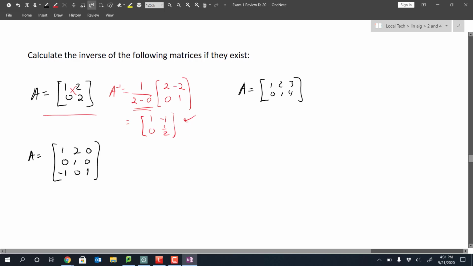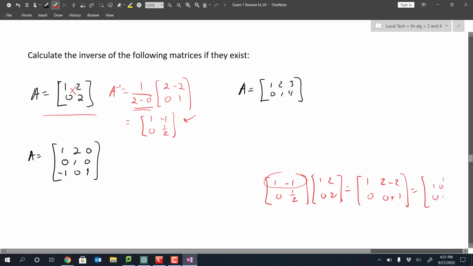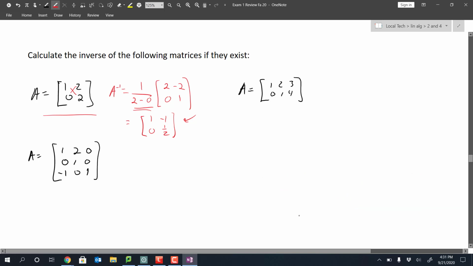Now remember, I can always check to make sure that's correct when I'm done by taking my inverse and multiplying it by A. If I multiply these two together, I should get the identity matrix. If I take that times this, I'm going to get 1 plus 0. If I take it times the second row, I'm going to get 0 plus 0. Then over here, I'm going to get 2 minus 2, and 0 plus 2 times 1/2, which is 1. Sure enough, I get identity. All right, so that's a quick little check I can do on the exam to make sure that I haven't screwed up.